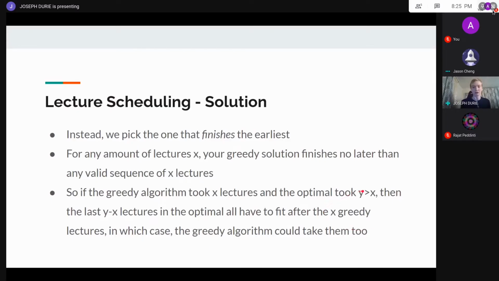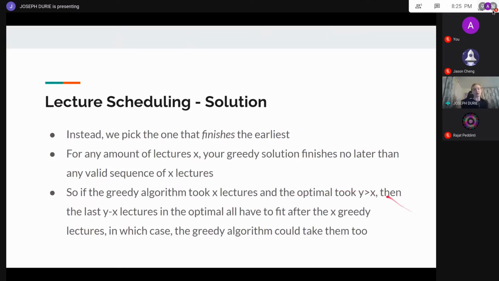And we're trying to contradict y greater than x. We're trying to show that you can't have y greater than x. Because if the optimal has more than the greedy, then we can add additional lectures to the greedy, which means your greedy would not be maximal because we would have taken those too, right? Oh, I see. You're trying to show that the greedy, what we have, is just as good as the actual answer. Exactly, yeah.